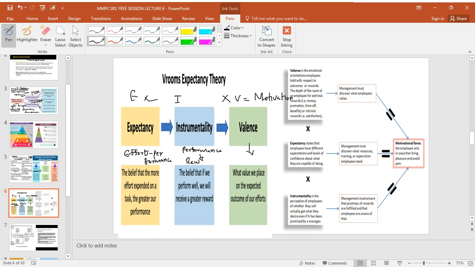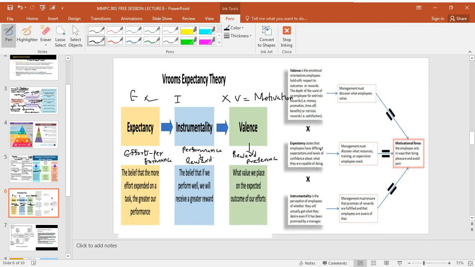When we come to valence, that means the preference for reward. Valence is the emotional orientation an employee holds with respect to the outcome of the reward. The management has the duty to discover what employees value. Some employees value position, some employees value monetary incentive. So it is the organization's duty to discover what employees value.